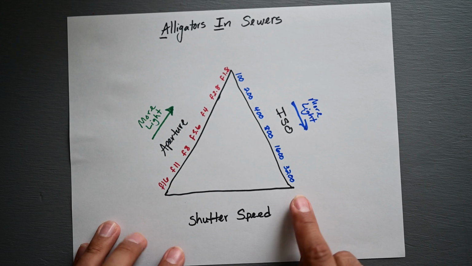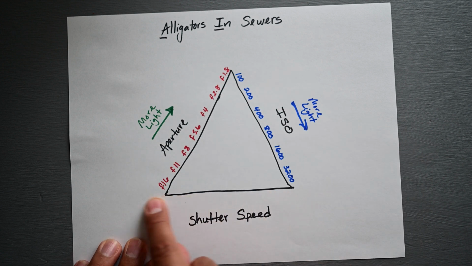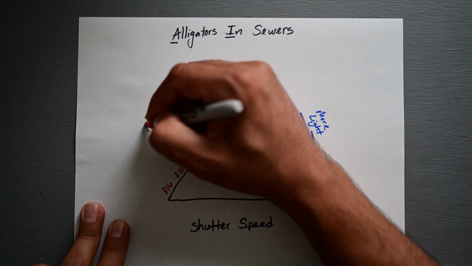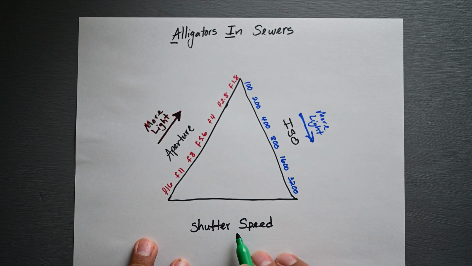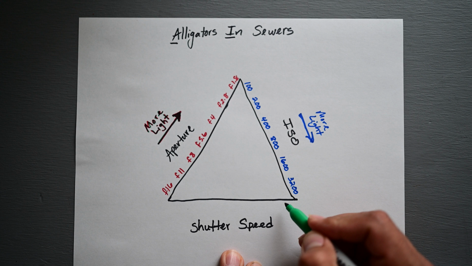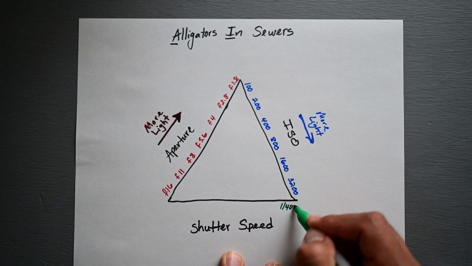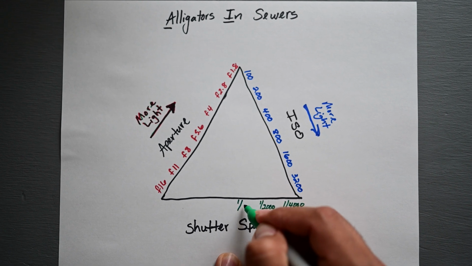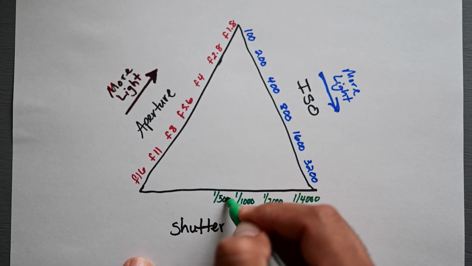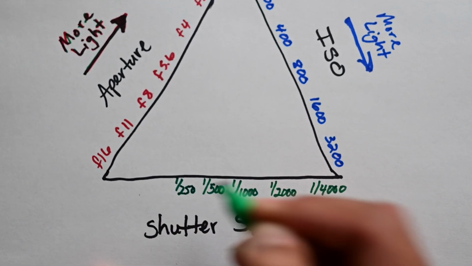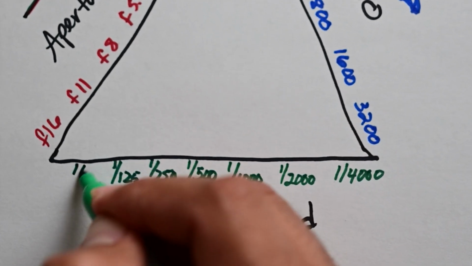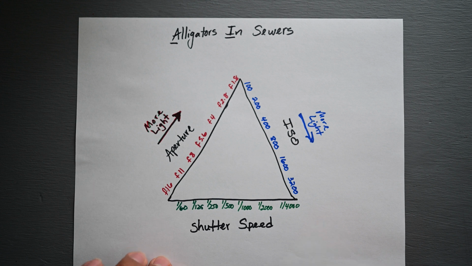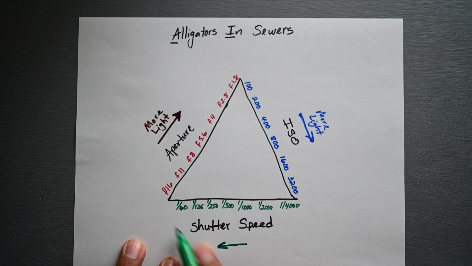And now let's look at the shutter speed. We're still going clockwise, so we're going to be moving this way, and this should have been red. So now let's look at the shutter speed here, and we're going to start at 1/4000th of a second, and then 1/2000th of a second. So this is your shutter speed, and as we start going clockwise, we are gaining more light.